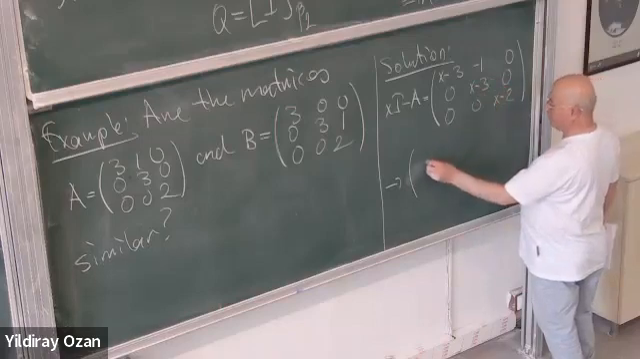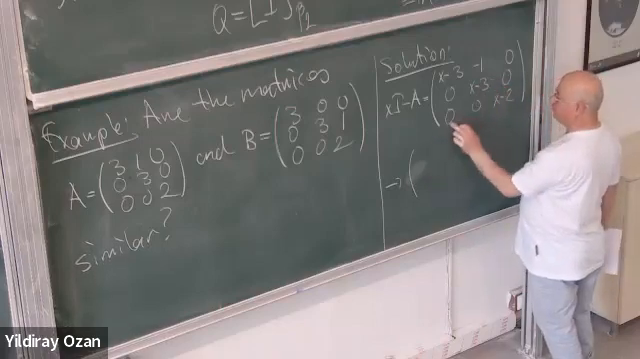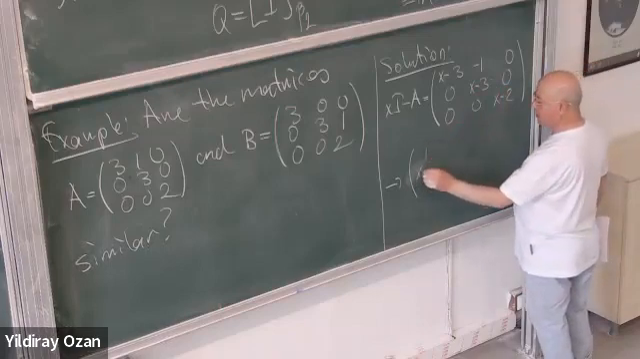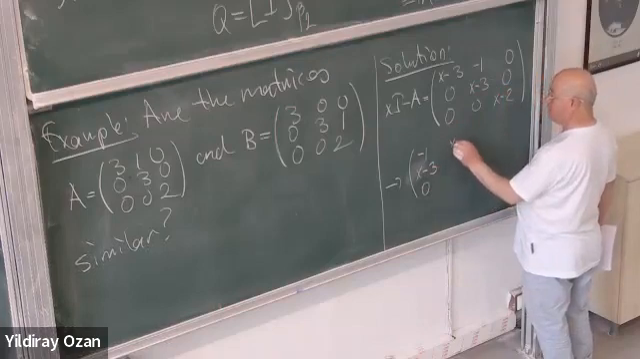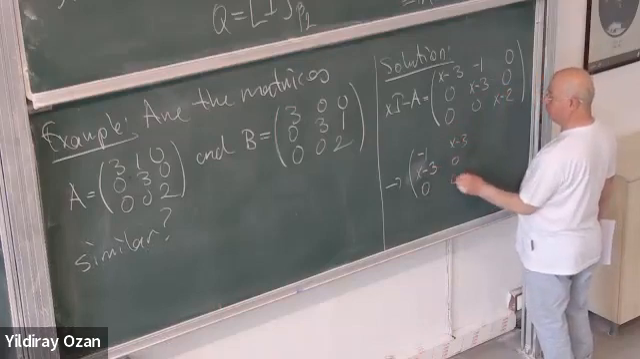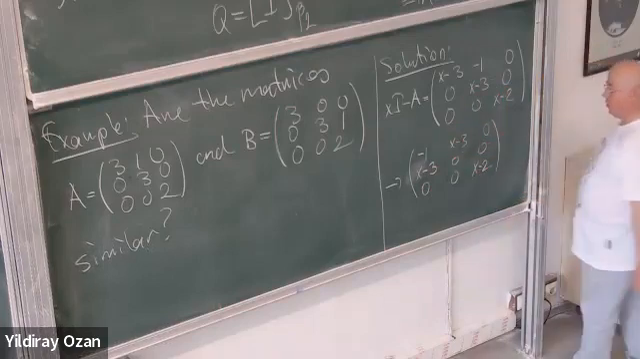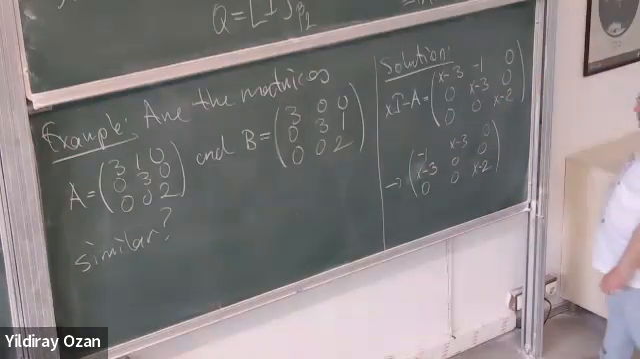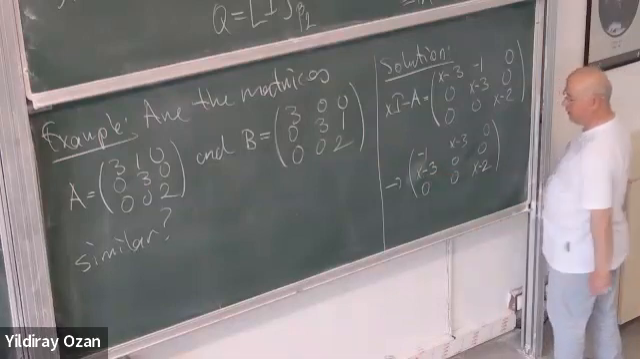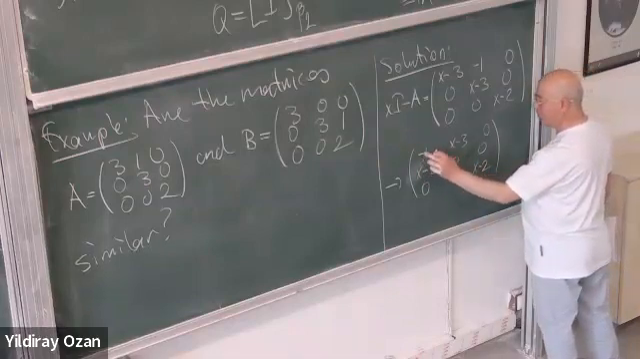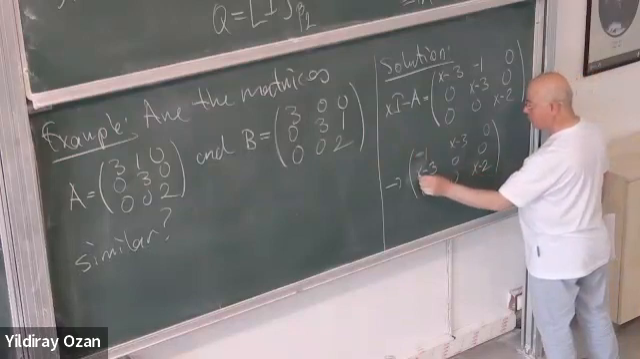Let me interchange the first two rows: 1, x minus 3, 0; 0, x minus 3, 0; 0, 0, x minus 2. And then let's kill this guy. So multiply the second equation by minus 1. So I have this.